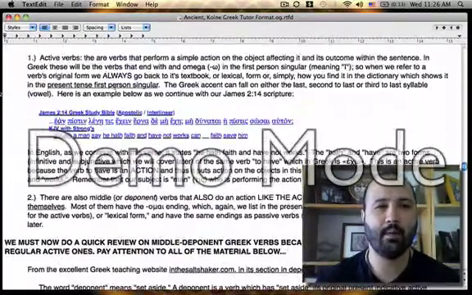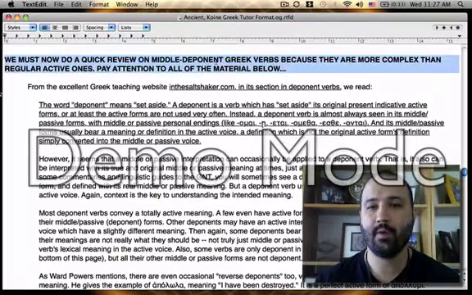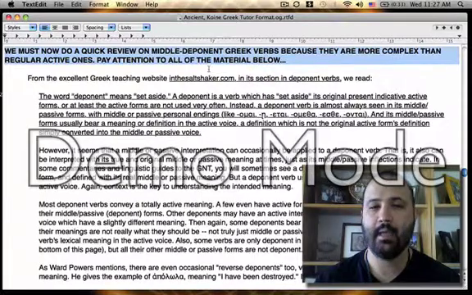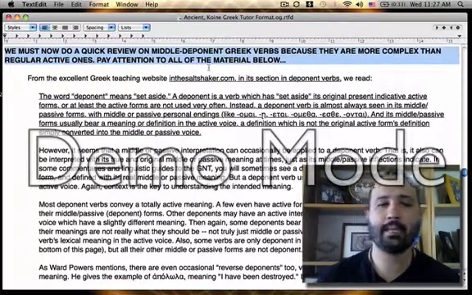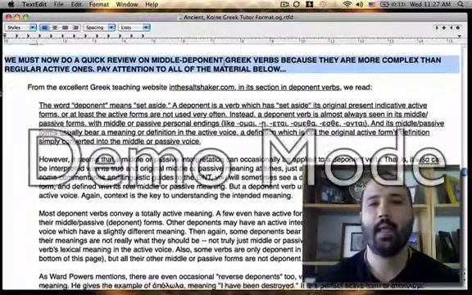But note here again, we're dealing with two verbs, active and middle. So, we must do a quick review on middle deponent Greek verbs because they are more complex than regular active ones. We're going to go over this in our next lesson. And it's very, very simple and very easy. And you're going to enjoy it.